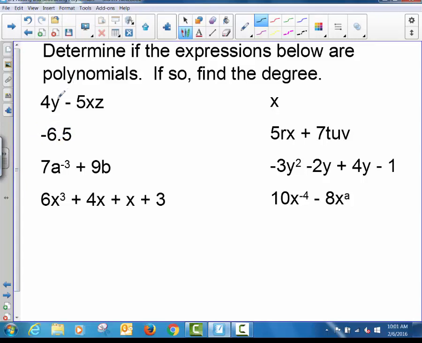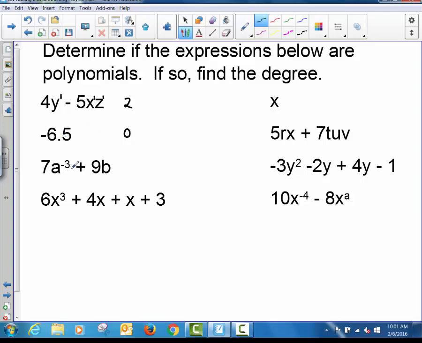This first one, the degree of this is 1. Well, let's first of all, are they polynomials? They involve multiplication of a number and a variable, a variable, and a variable. So yes, it's a polynomial. The degree of this one is 1. The degree of this one is 1, 2. 2 is bigger than 1, so 2 is the degree. This one, the degree is 0. And it is a polynomial.